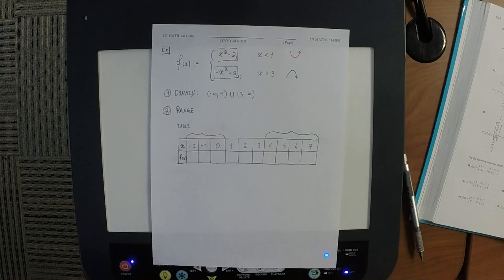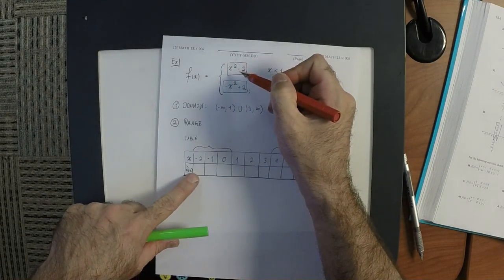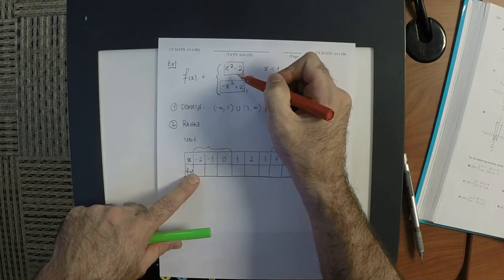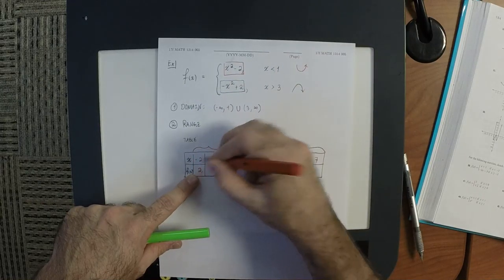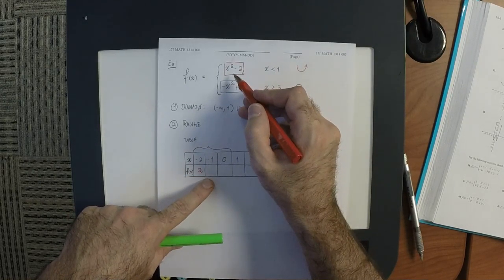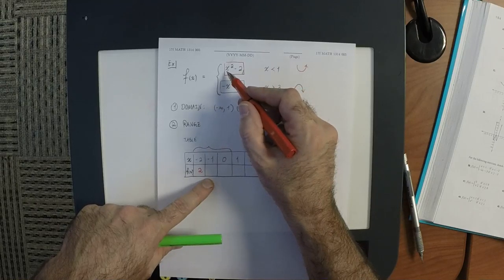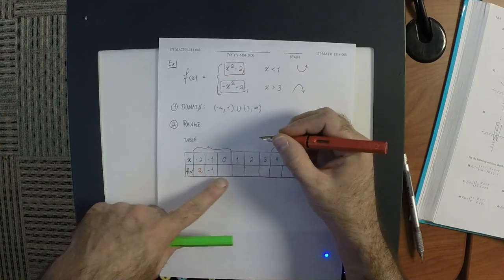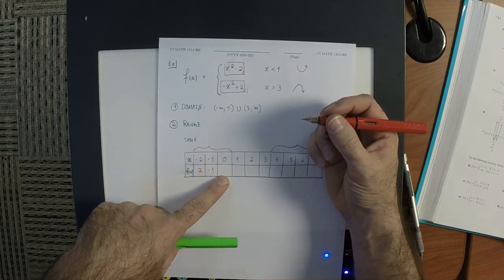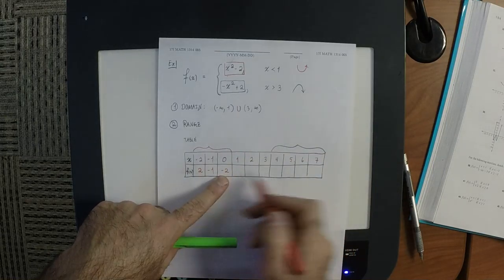So now, let's plug it in. So negative 2, if we plug negative 2 into that expression, what do we get? 2, right? Because it'd be 4 minus 2 is 2. And then, how about this one? If we plug in negative 1, we get negative 1, because negative 1 squared would be 1, and then minus 2, that'd be negative 1. And then if we plug in 0, what do we get? Negative 2. Very good. Okay, then we can't plug in 1, 2, or 3.